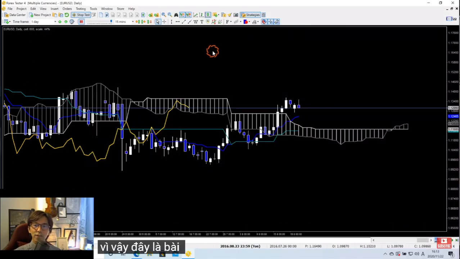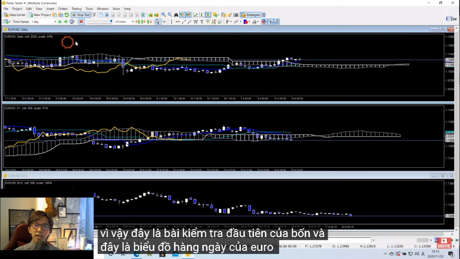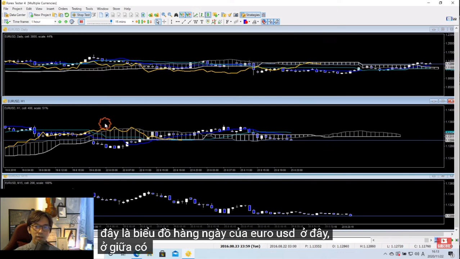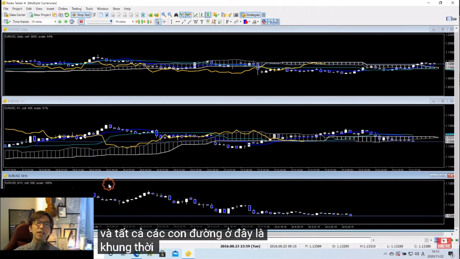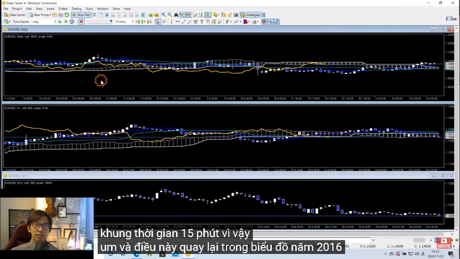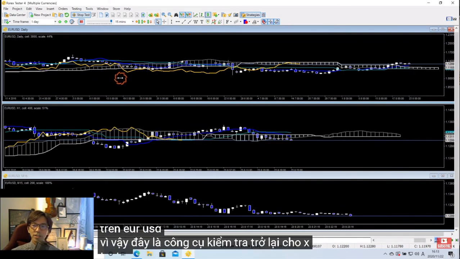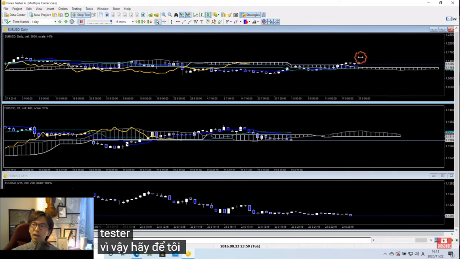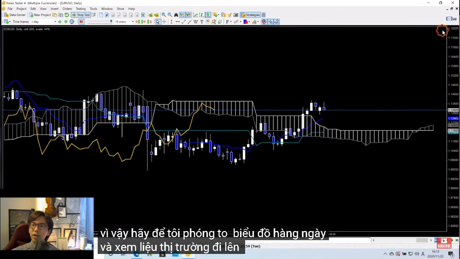So here is the Forex Tester 4. And this is a Euro USD daily chart up here, and in the middle there is a 1 hour chart, and all the way down here is the 15-minute time frame. This is back in 2016 on Euro USD. This is a backtesting tool, Forex Tester 4. So let me enlarge the daily chart and see if the market goes up or down.